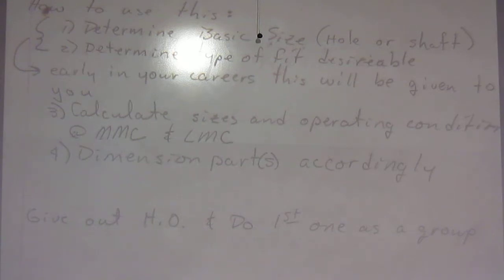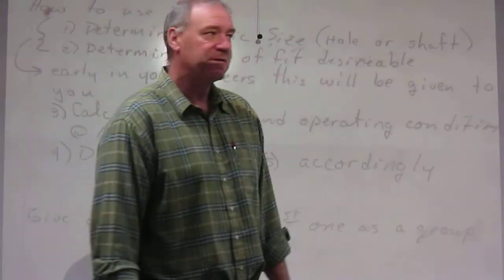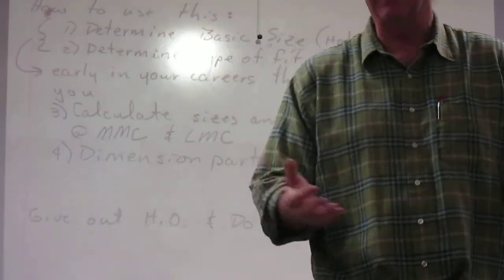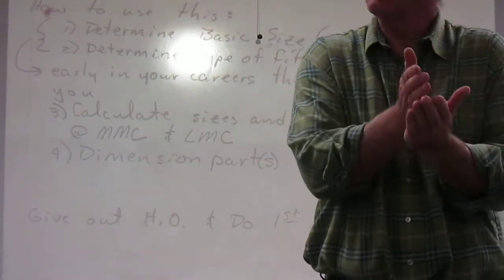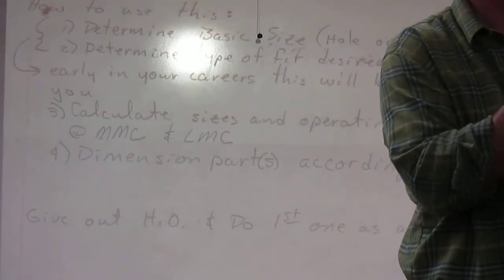So first thing, you basically determine the basic size. What's our basic size? Theoretical perfect size, right? So we come in and say, okay, well, I'm going to use a 3/4, or a 7/8, or a 5/8, and that's going to be the basic size. Now that will apply for both devices. That's going to apply for the shaft and the hole.